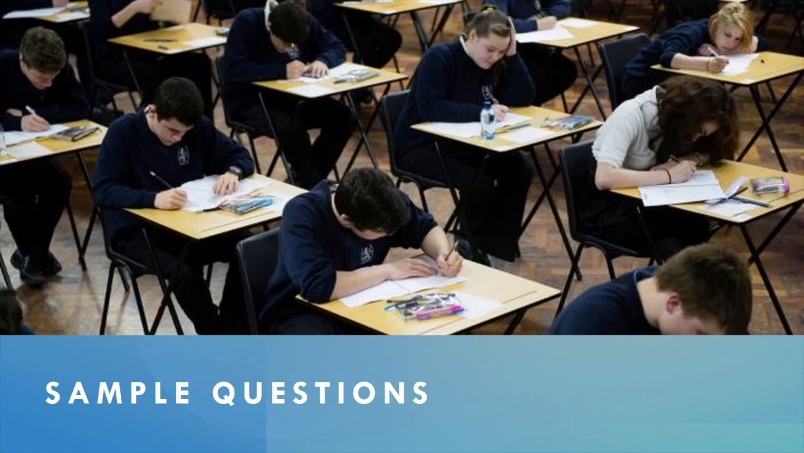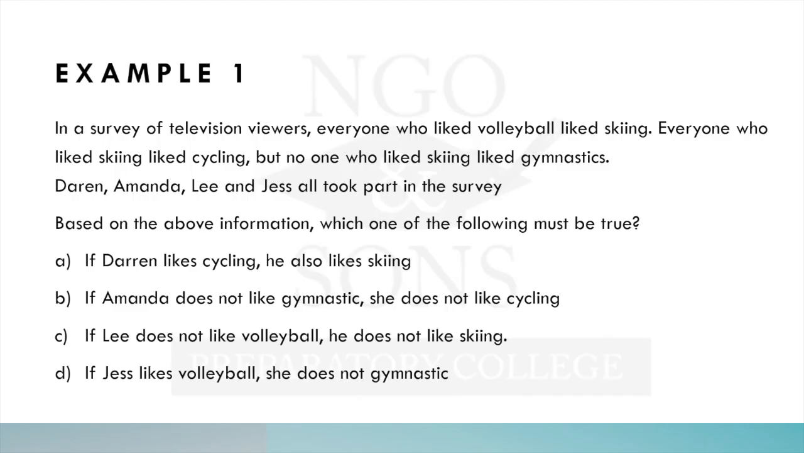The first example says, in a survey of television viewers, everyone who likes volleyball likes skiing. Everyone who likes skiing likes cycling, but no one who likes skiing likes gymnastics. Darren, Amanda, Lee, and Jess all took part in the survey.